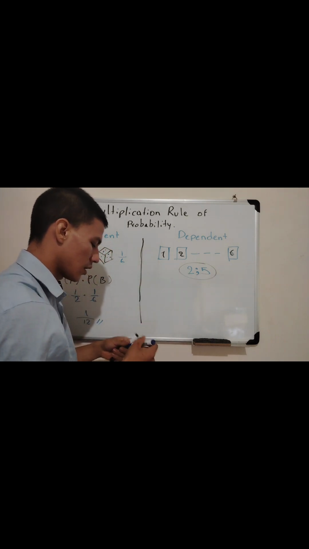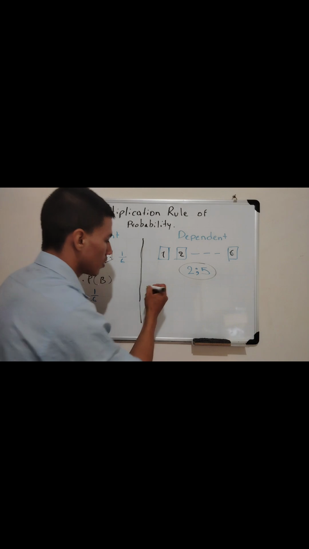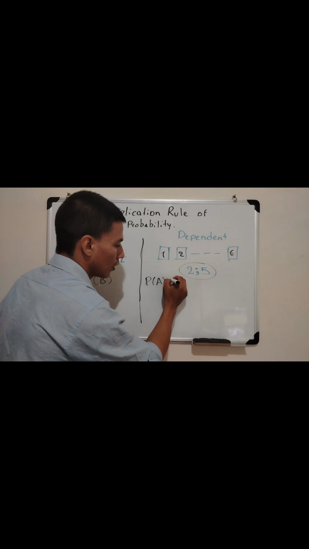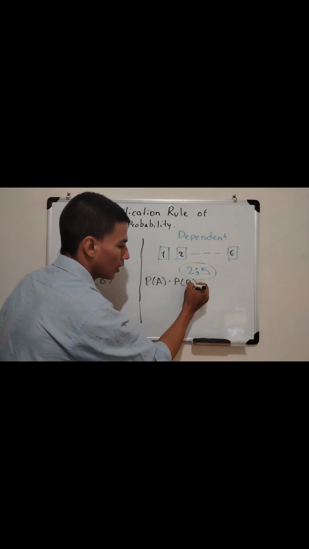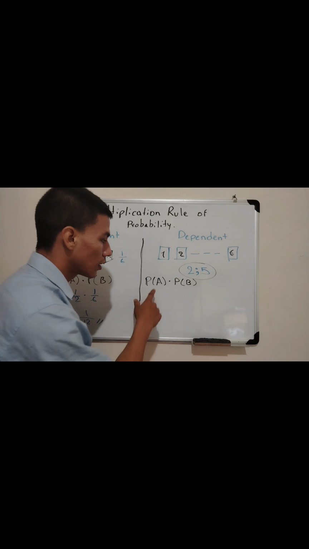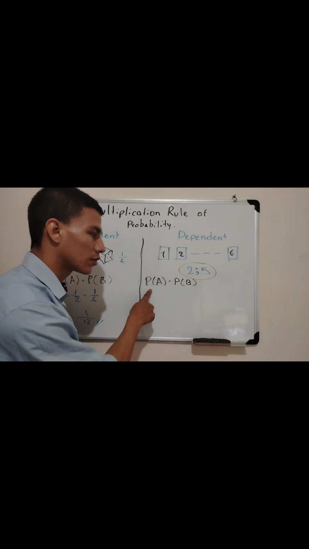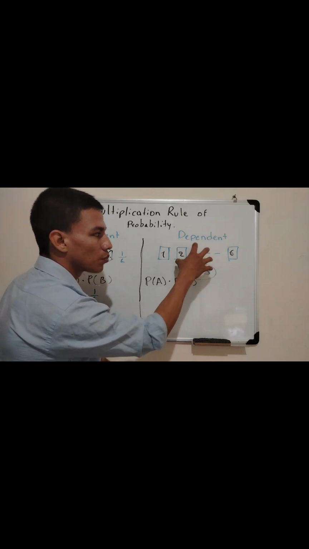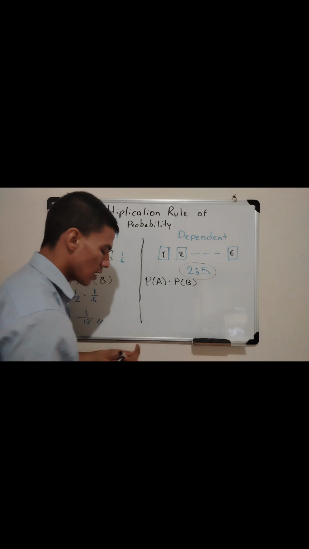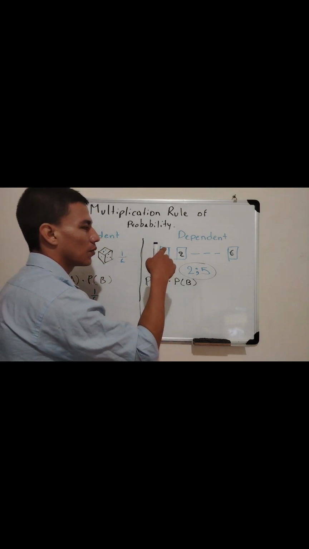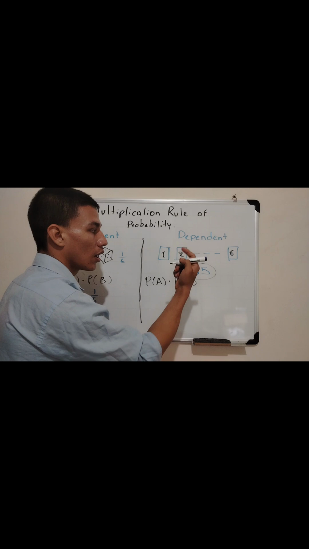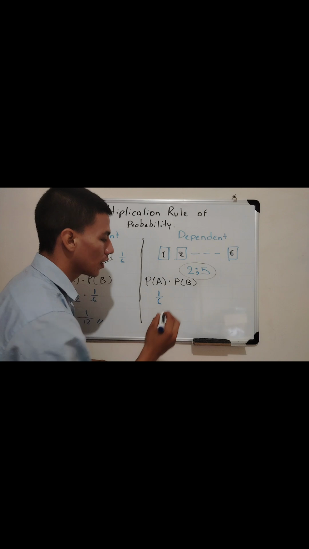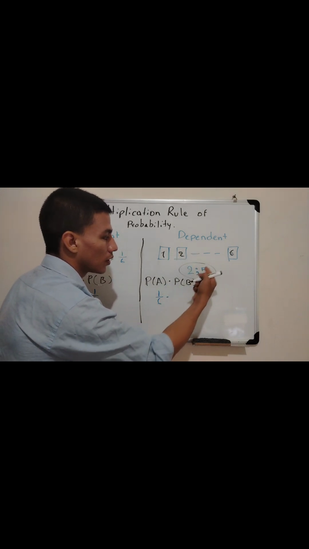What is the probability? Let me give the formula. The probability of A times the probability of B, given the circumstances that A has already occurred. A has already occurred, so in that case, you get less possibilities. Let's do it here. What is the possibility of getting one card? It is 1 out of 6, represented 1/6, times the possibility of getting another card.